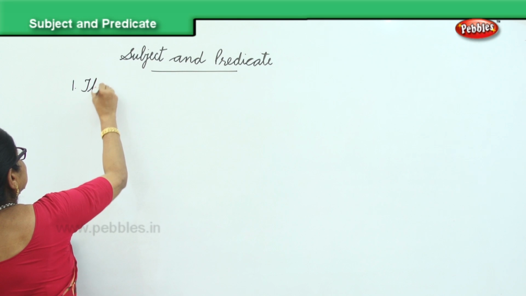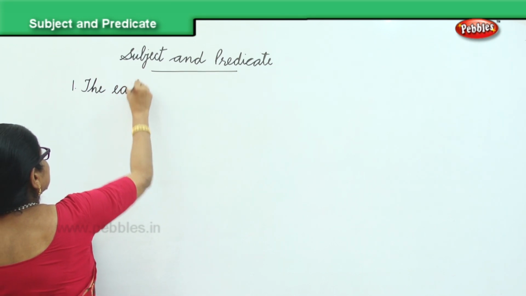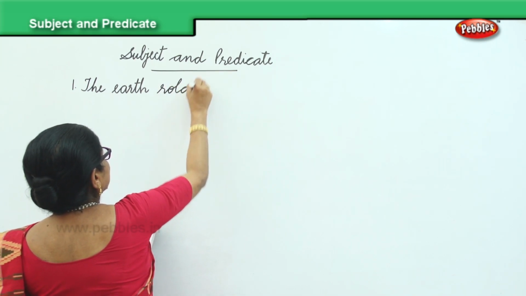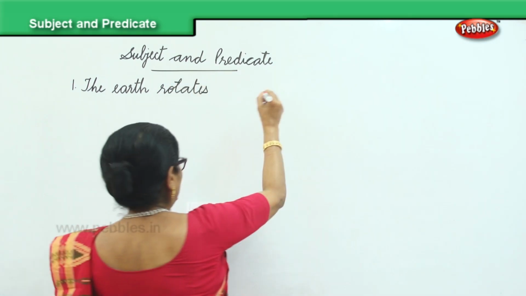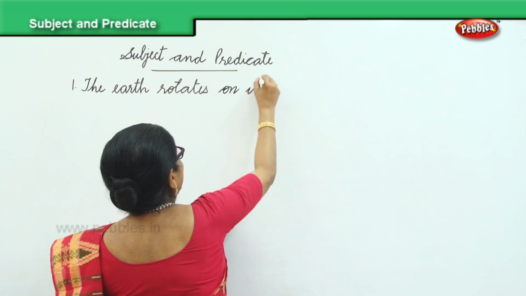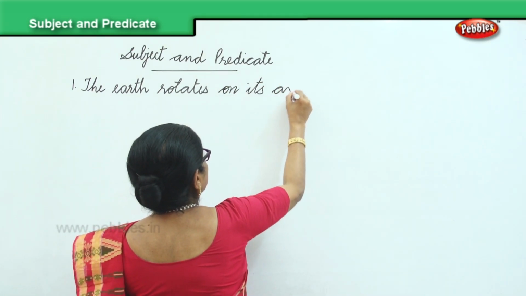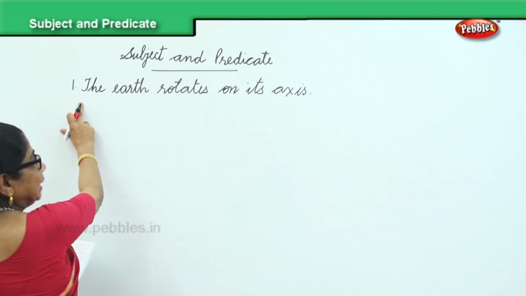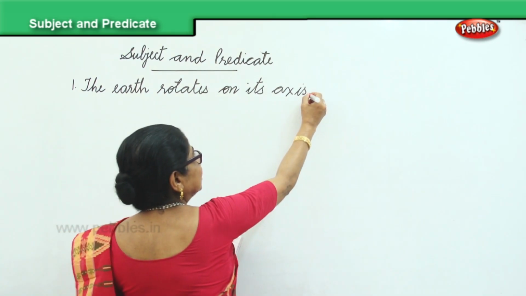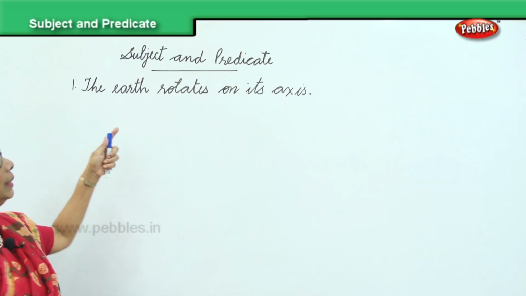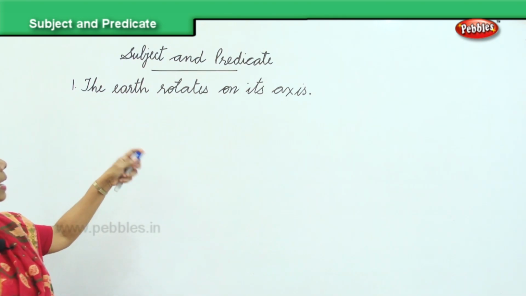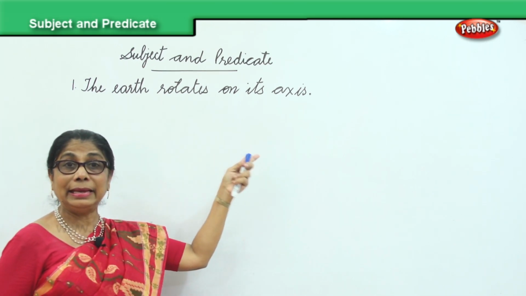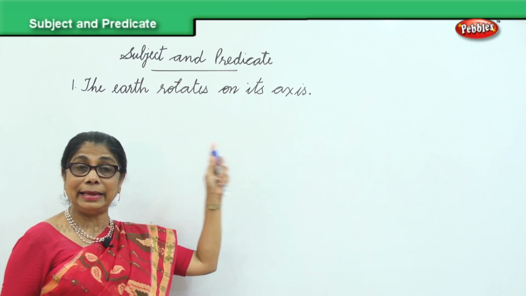The earth rotates on its axis. Now here we have a complete sentence, begins with the capital letter and ends with the full stop. Now what we are looking at is maybe this sentence has a subject, this sentence has a predicate. It begins with a capital letter and ends with a full stop.